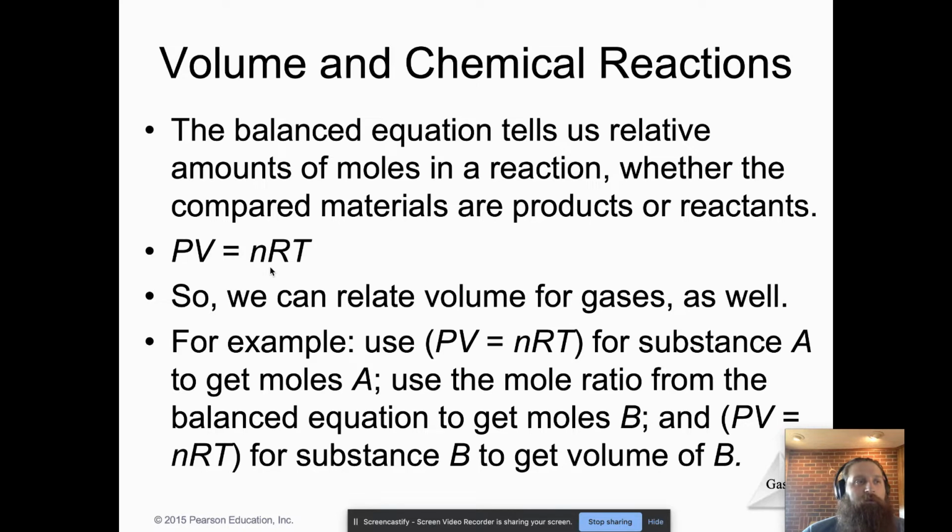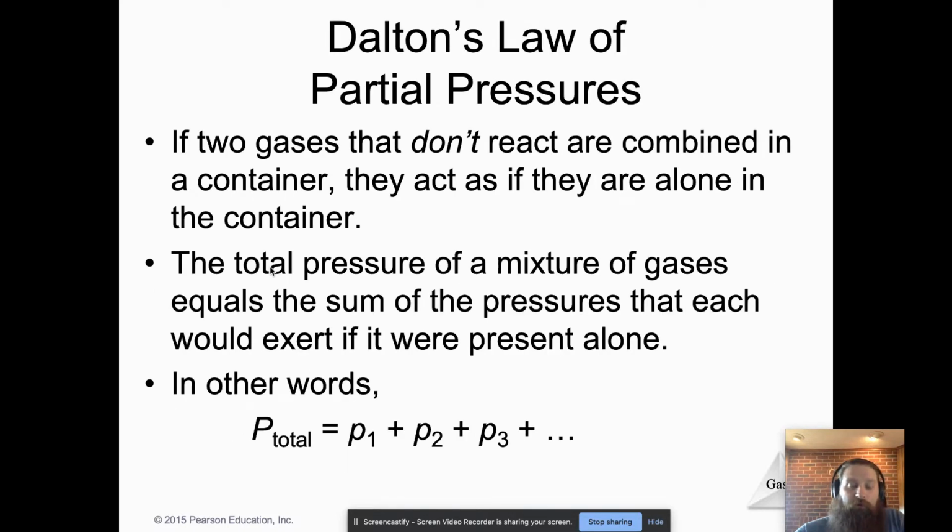Now, some of the laws that come from this proportionality include Dalton's law. Dalton's law says that if you put two gases in a container and they don't react, they're non-reactive or inert, then they will act as if they're alone. They'll not engage in any kind of chemical process. Instead, they'll just bounce off of each other. When you try to account for that, we come up with Dalton's law of partial pressures, which says that the total pressure is equal to the pressure of gas 1 plus the pressure of gas 2 plus the pressure of gas 3.